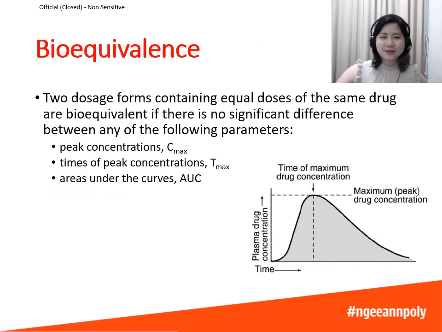So, what is bioequivalence? The two dosage forms must have the same dose of the same drug, and there should be no significant difference in their peak concentrations, times of peak concentrations, and areas under the curves. Before a generic product can be approved to be marketed, the manufacturer must first submit data to demonstrate that the generic drug product is bioequivalent to the innovator drug product.